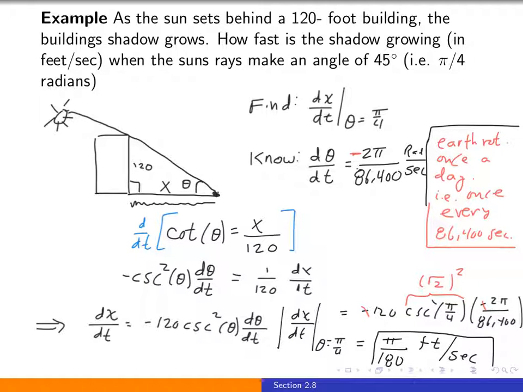Now, why did I notice that I had forgotten my minus sign previously? Well, for dx/dt, the length of the shadow is getting larger, so we should have a positive rate of change. I have a minus sign, so I need another minus sign to make that positive. So the observation was that we do have that, because this angle theta is decreasing.